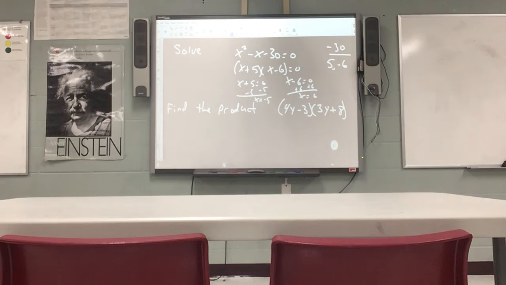So the factoring will get a little bit more complicated, but distribute your 4y to your 3y. I have a 12y squared. And then my 4y to my 8 will get me a 32y. Now I'm gonna distribute my -3, so -3 to 3y would be -9y. And then -3 to 8 would be -24. So you combine your like terms there. So we have a 12y squared plus 23y minus 24. So that would be your product, that's your answer.